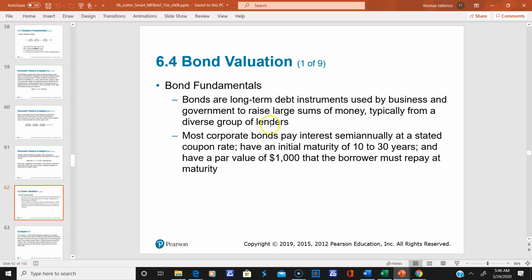Okay, so here's some valuation fundamentals for bonds now. So bonds are long-term debt instruments, all right? And long-term normally means more than a year, right? Used by businesses and governments, this is a good, broad definition, to raise large sums of money. And companies like to issue bonds because you have no say. There's no voting. They're just borrowing your money. You get the coupon, and when the bond matures, you get your money back at the end of the period, whatever that may be. And bonds have a par value of $1,000.